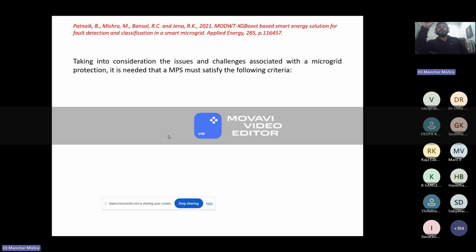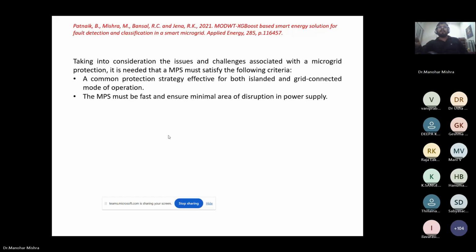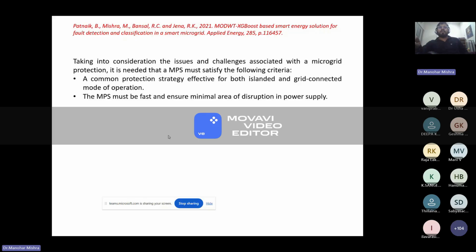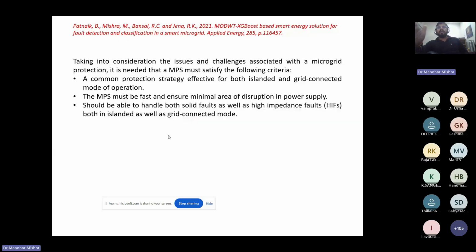Here the main thing is we have designed the microgrid protection scheme, MPS, which satisfies these criteria. First, a common protection strategy that can be applied in both islanding and grid connected mode. Second, the microgrid protection scheme must ensure minimal area of disruption of power supply. Third objective we have put: it can be useful during high impedance faults.